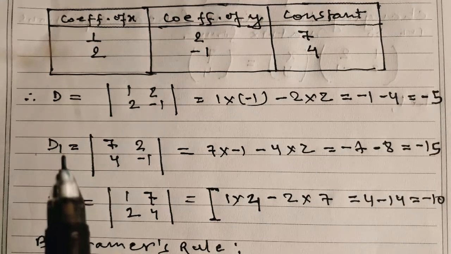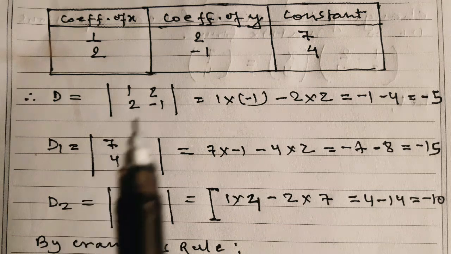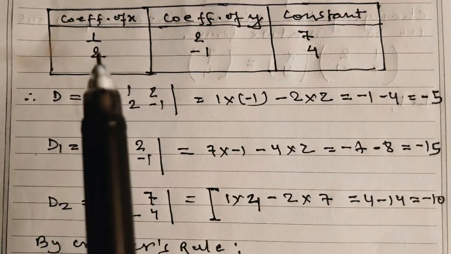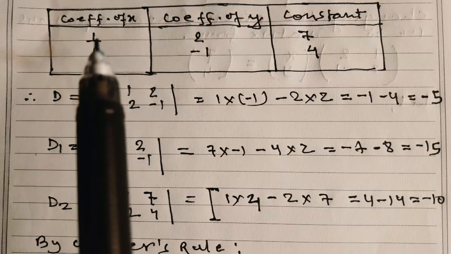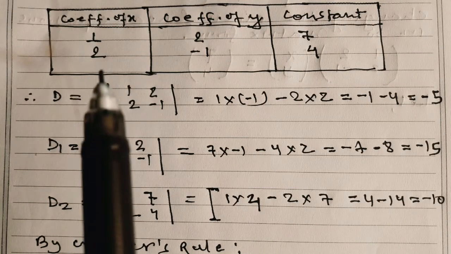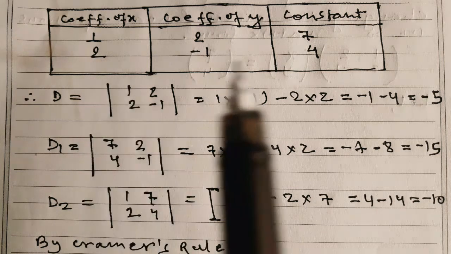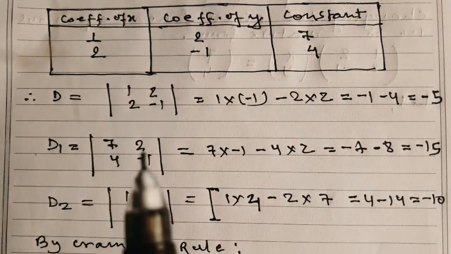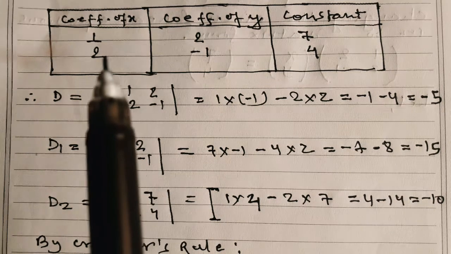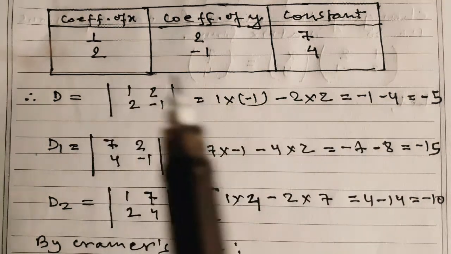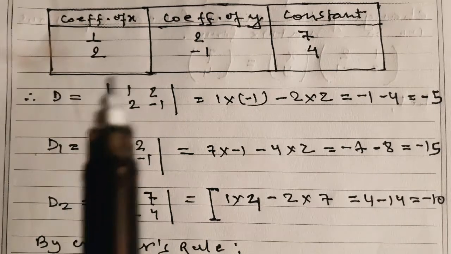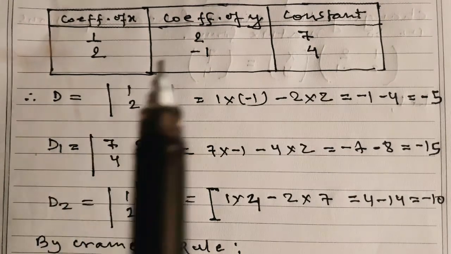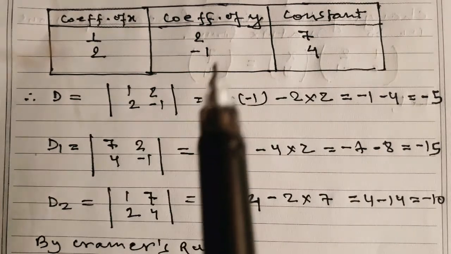Now next we find D1, the determinant of constant and coefficient of y. So to find D1, we have to cancel the coefficient of x, and the coefficient of x we have to replace by the constant term. So first we take the constant term, then we take the coefficient of y. The first column is replaced by the constant term. So D1 is the determinant of constant and coefficient of y.